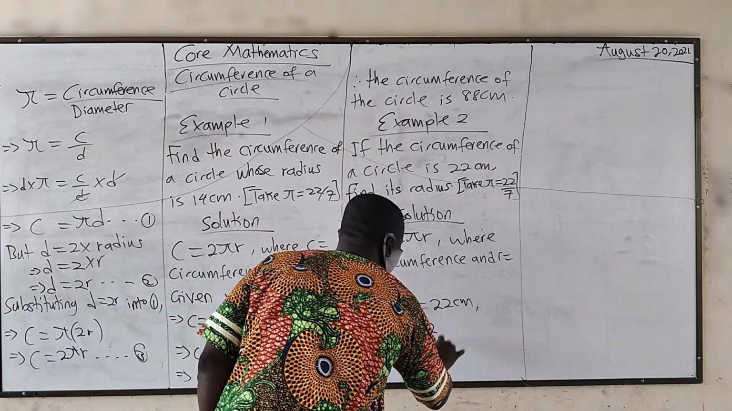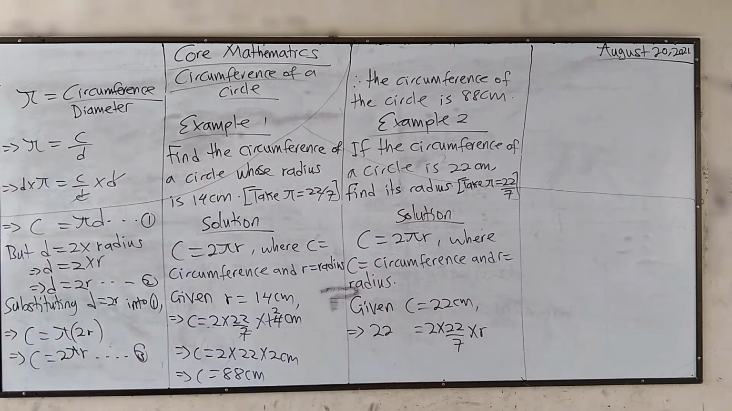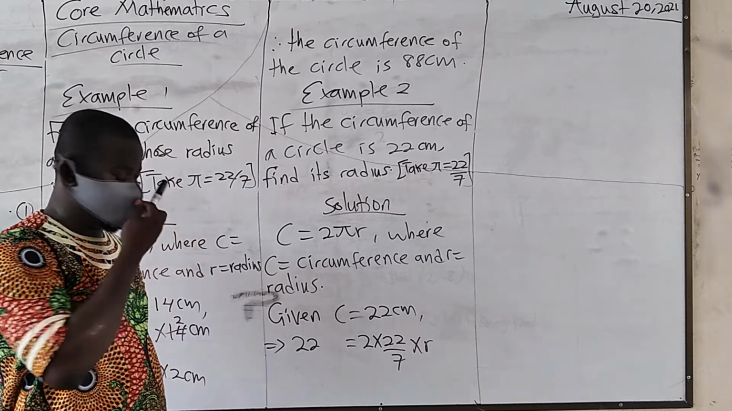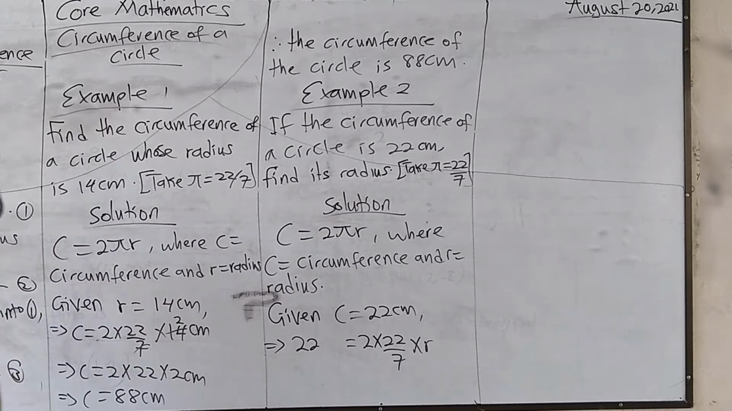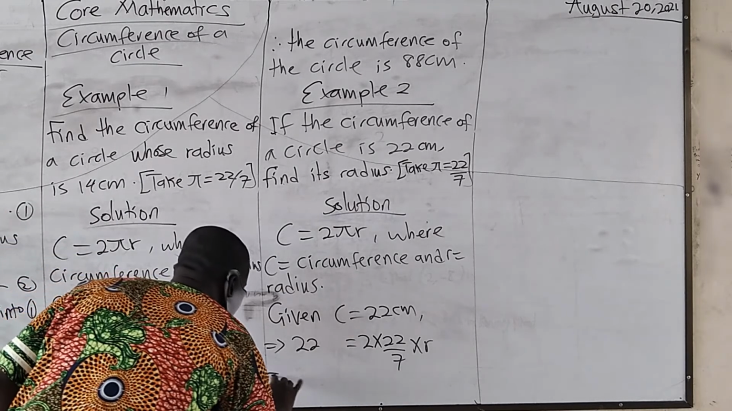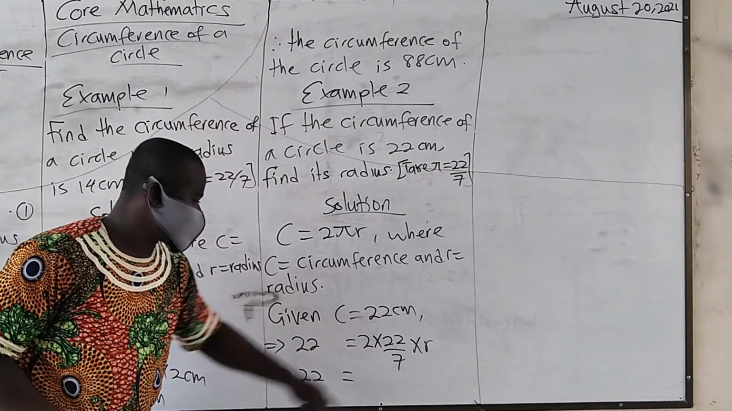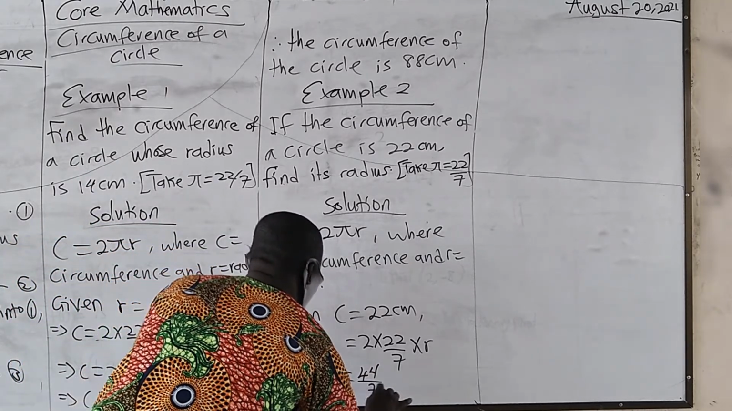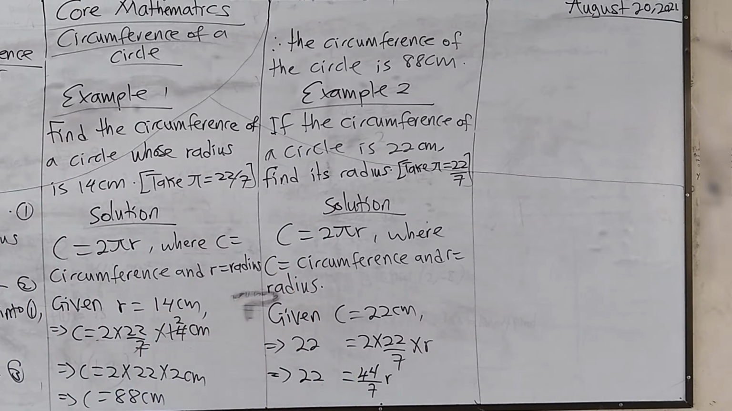So we have 22 equals 2 times 22 over 7 times r. True or false? Good. So now we have to simplify. What does this give us? 44 over 7r. True or false?